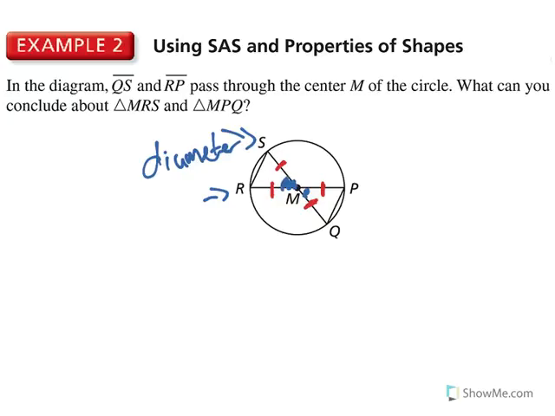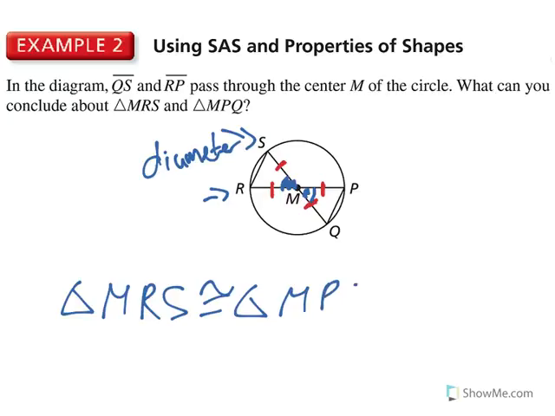So if I have vertical angles, then that would mean that I have a side, an angle, and a side in that order. I have sides, an included angle, and a side. So I can make the conclusion from this picture that triangle MRS would be congruent with triangle MPQ. My sides are the same because MR is congruent with MP, which is congruent with MS, and congruent with MQ. And then the angle SMR and the angle PMQ are also congruent with each other.